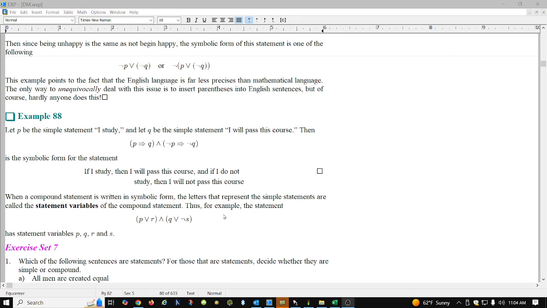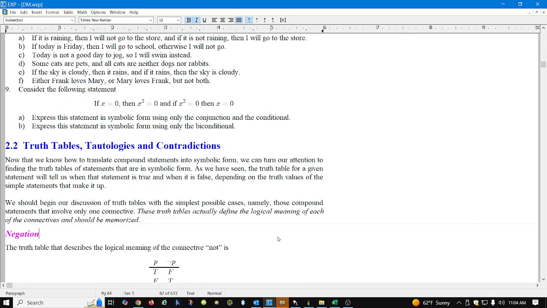Okay, I think we'll leave it here for now. For the next video, we'll go on to the construction of the truth tables for the 5 basic connectives, as well as for any compound statement that you are required to analyze.